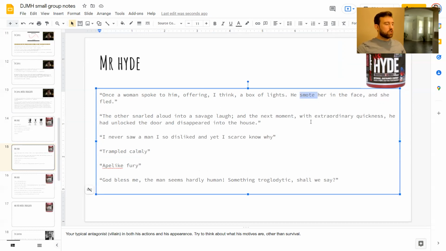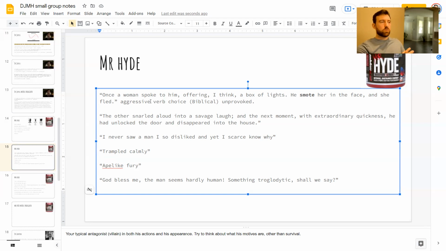So interesting use of the word smote. Smote is a very aggressive verb choice. It's actually kind of biblical to some extent. And the idea that he's like smacking this woman in the face is awful, and unprovoked as well. Yeah, unprovoked, really. It seemed like he might even have been being given something by this woman. She's offering him a match or a box of lights or something, and yet he just smacks her in the face. So this is his aggression.